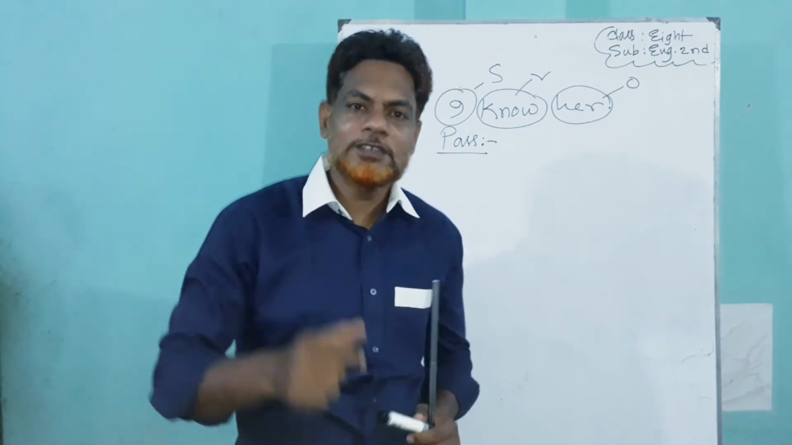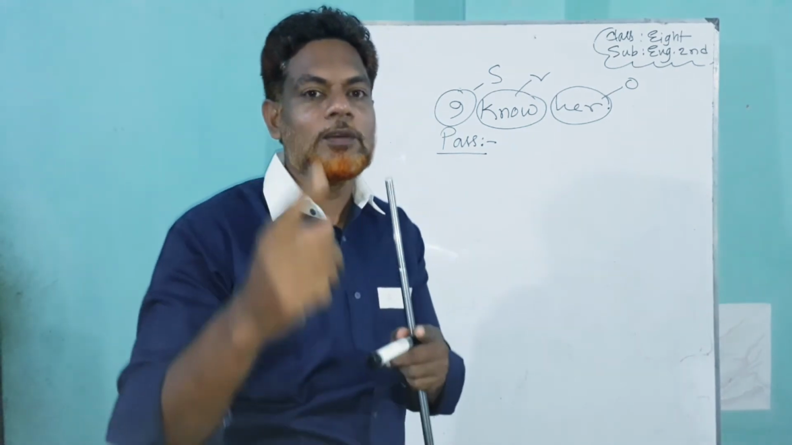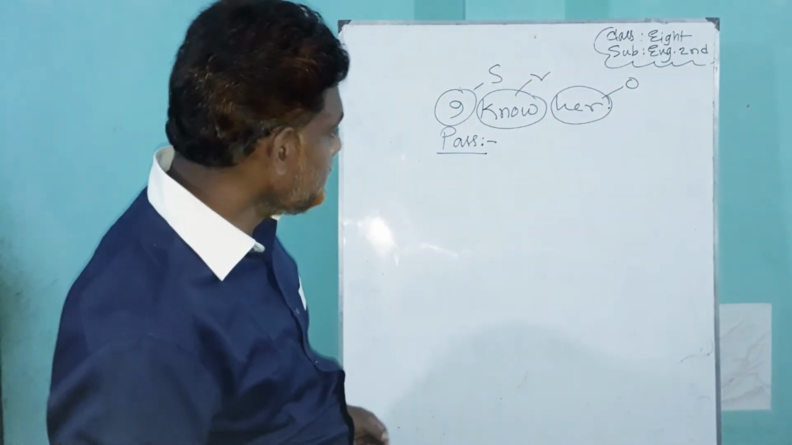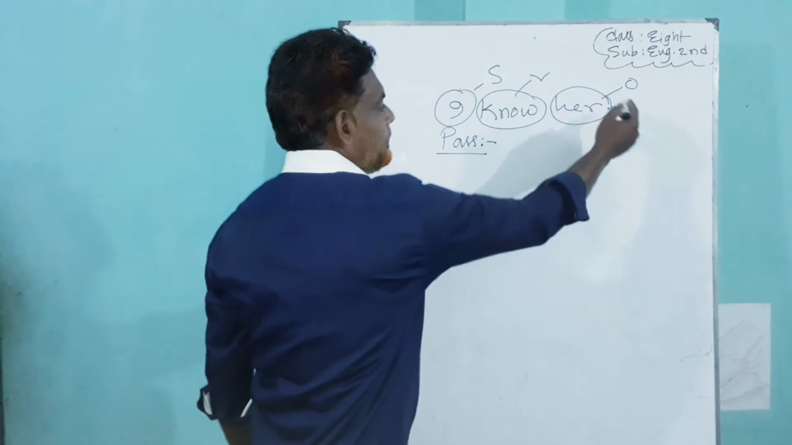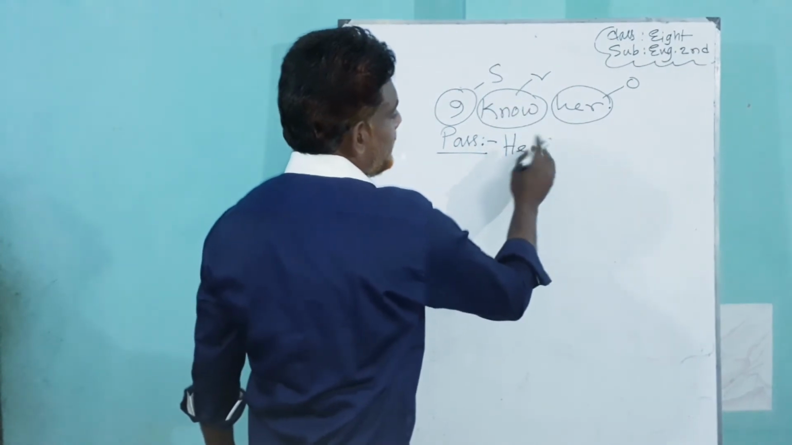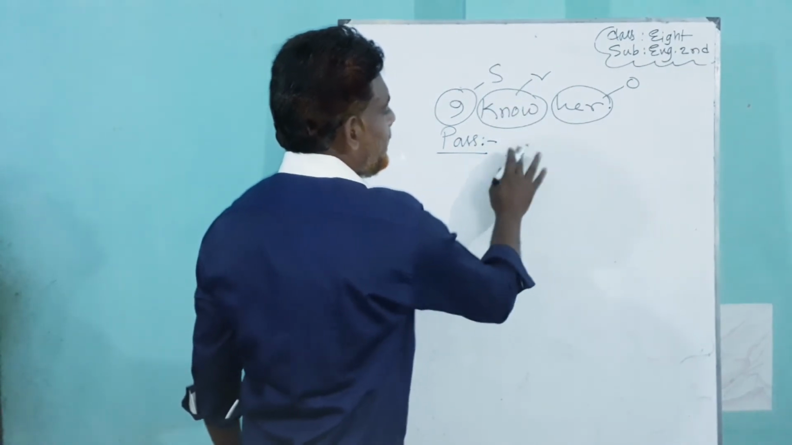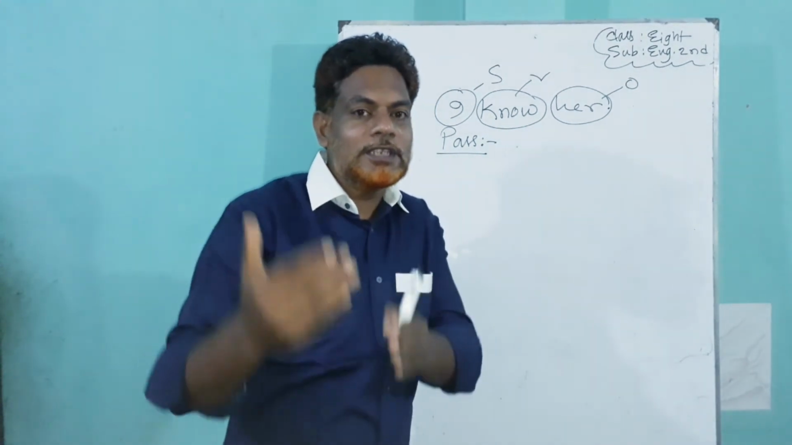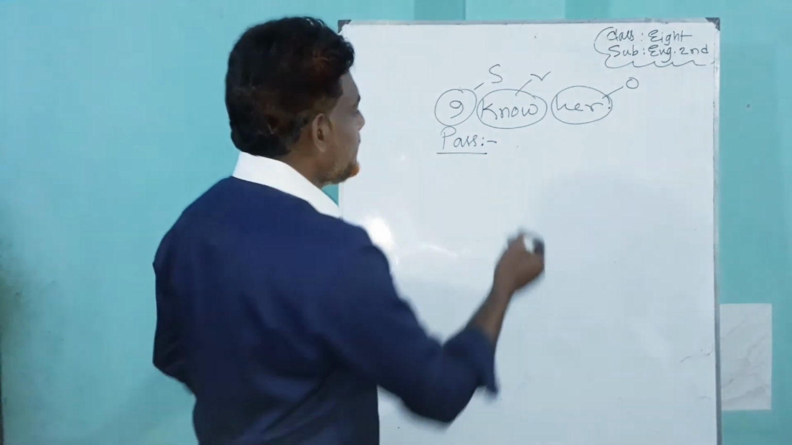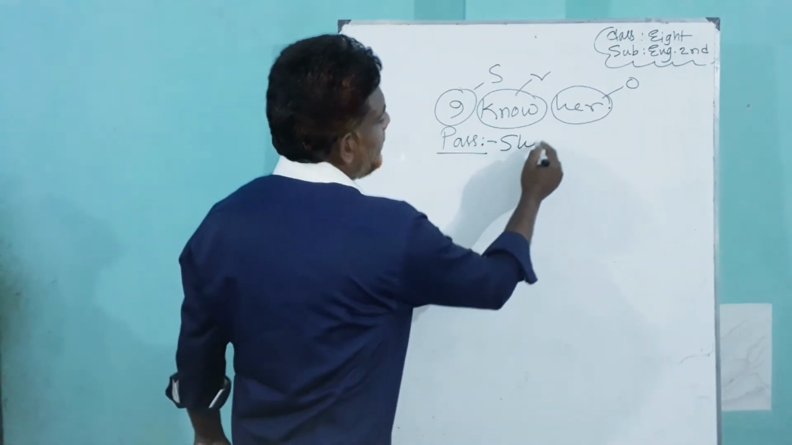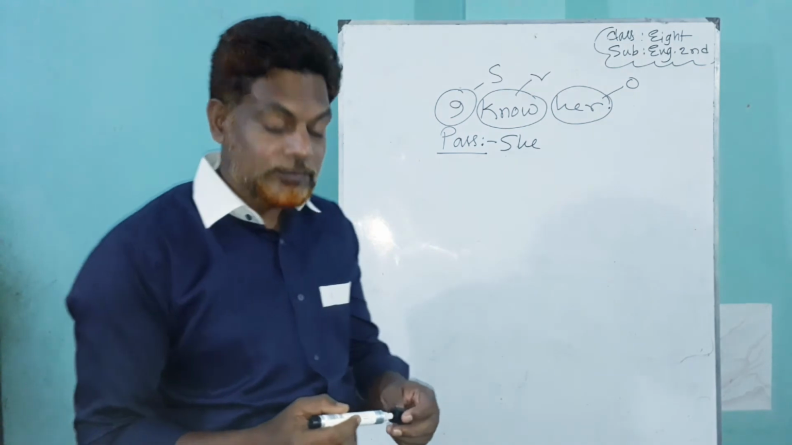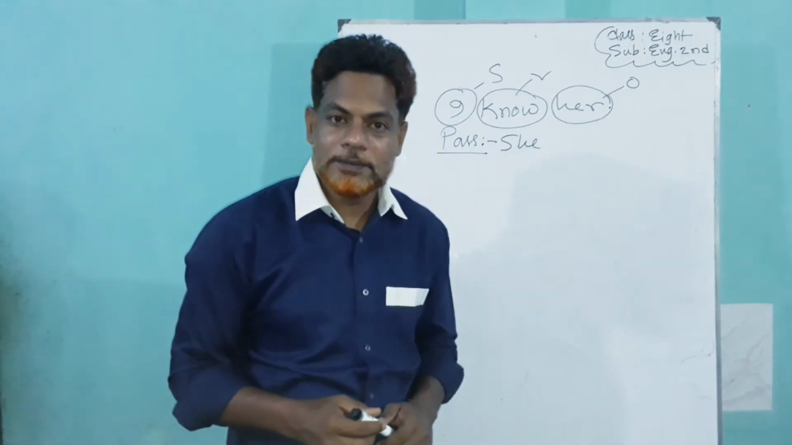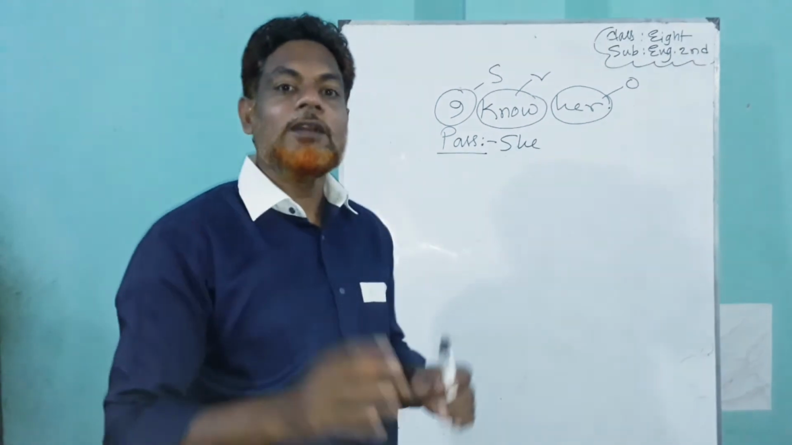What are they? First of all, we have to change the object into subject. What is the object here? Yes, her is the object. Now we have to change her into subject. If we change her into subject, will you write her here? No. We have to write the subjective form of the object, and the subjective form of her is she. Then we have to write the auxiliary verb.